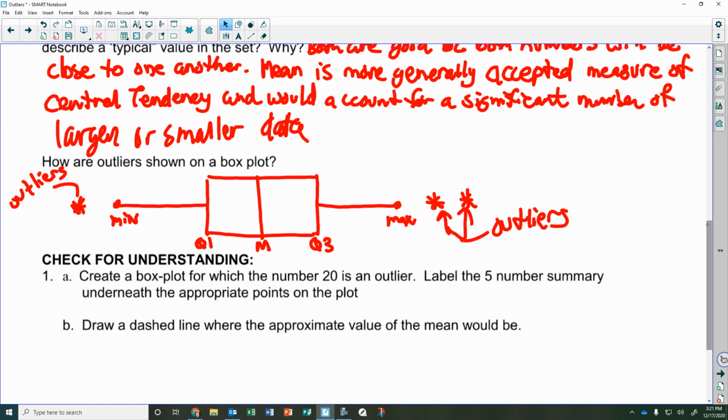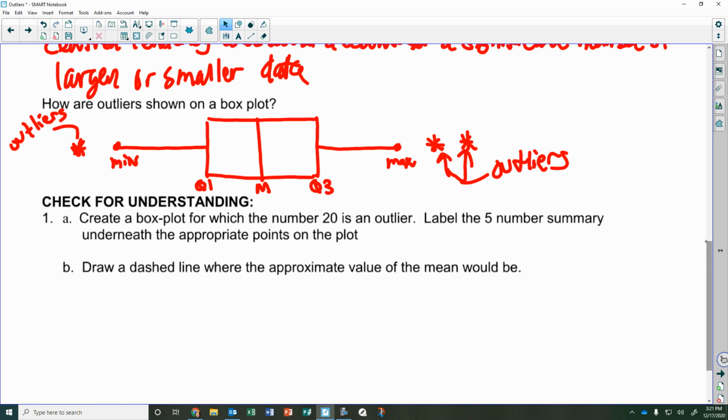So what you're going to do now with the checking for understanding, and we'll check this on Monday. Okay. You're going to create a box plot for which the number 20 is an outlier. So that's got to be outside the data. Okay. High or low doesn't matter, but that's your outlier number. Label the 5-number summary underneath the appropriate points on the plot, and then you're going to draw a dashed line where the approximate value of the mean would be. Okay, so I want you to work on this for Monday. We will go over it on Monday and see how you did.